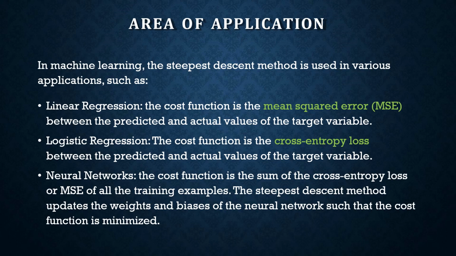Next, the area of application. The steepest descent method is used in various applications, such as linear regression, logistic regression, and neural networks. Overall these are used to decrease the cost function. In machine learning, the cost function plays a crucial role, because we compare the predicted values and actual values, and we have to decrease the error. That is called the cost function.